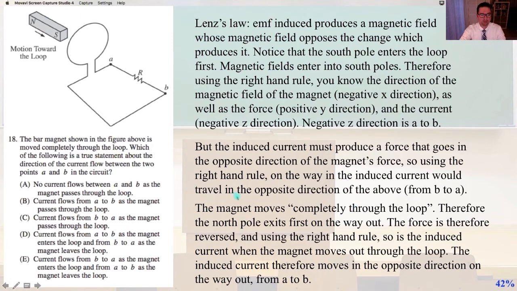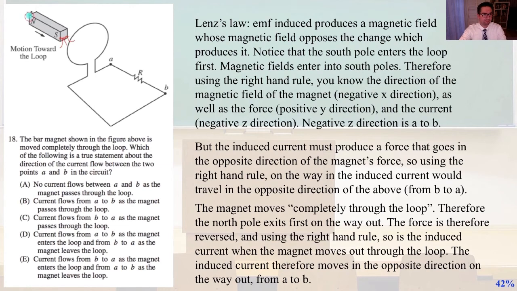Which of the following is a true statement about the direction of the current flow between the 2 points A and B in the circuit? So let's draw some coordinates on this to get our bearings. Notice the south pole is entering first, so we know the magnetic field must be entering into the south pole. Magnetic fields enter into the south pole, and exit out of the north pole.